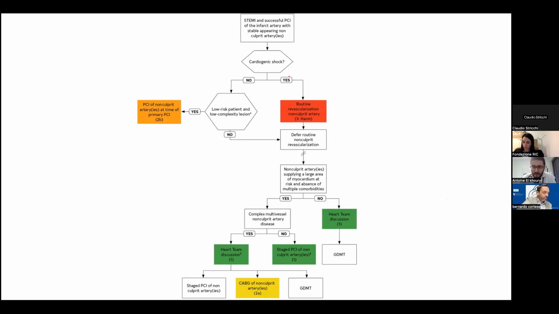Okay, so if the patient is in cardiogenic shock, revascularization on the spot of all the vessels, not just the initial vessel, is contraindicated. It's class 3, so we should not do it, as we said. But in that case, we need to see if the remaining vessels are of small diameters, so low-risk vessels. In that case, we can proceed to a heart team discussion, and we can then do just medical therapy.